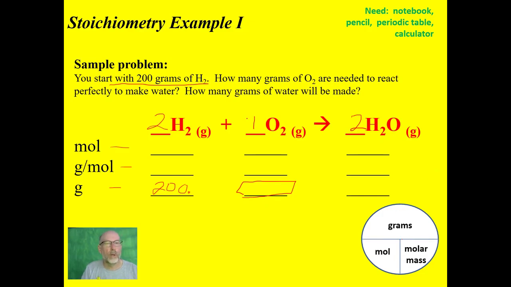We know we have a 2 to 1 to 2 mole to mole to mole ratio, so I want to calculate how many moles of hydrogen there'll be. To do that, I'm going to use this calculator down here. So moles equals grams divided by molar mass.